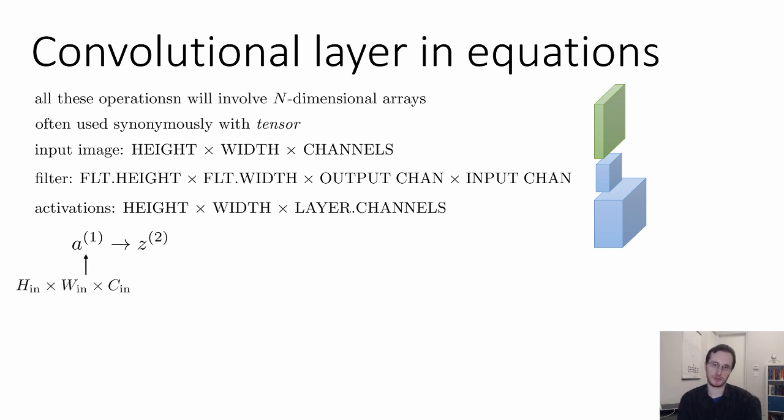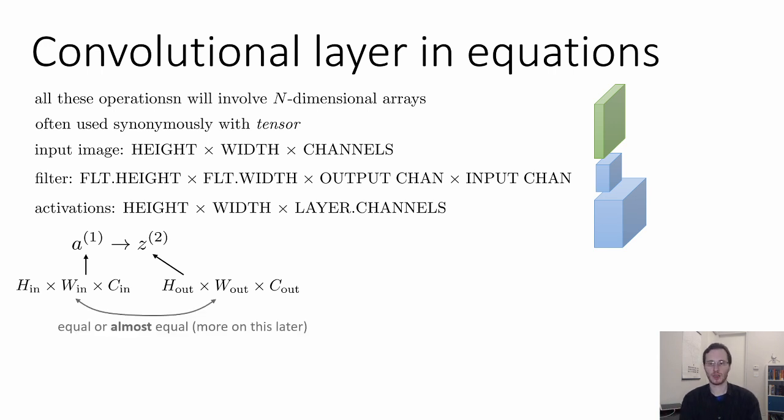So A1 is going to have a dimensionality of H input by W input by C input, or H1, W1, C1 if you like. And Z2 is going to have a dimensionality of H out, W out, C out, or H2, W2, C2 if you like. And for now, we'll just assume that the W's are almost equal, but we'll talk a little bit more about how W in and W out will relate to each other. So there's a few choices to be made there. But for now, let's just say that they're equal and avoid worrying about it.